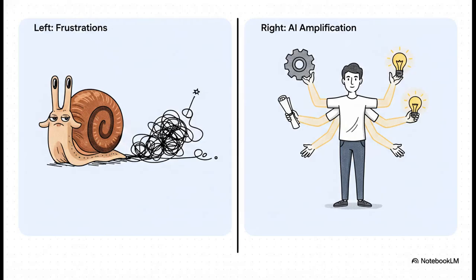Now, this is where it all clicks. Look at the difference. On the left, you've got the old way. Slow, frustrating, and full of friction. But on the right, that's the future. AI isn't there to replace developers, it's there to be a force multiplier. It gets rid of the grunt work so engineers can focus on what they're truly great at, solving the hard problems and building incredible things for users.